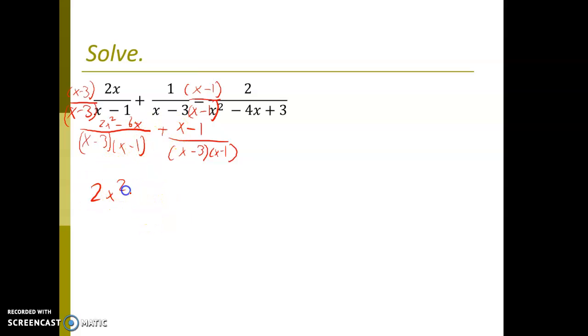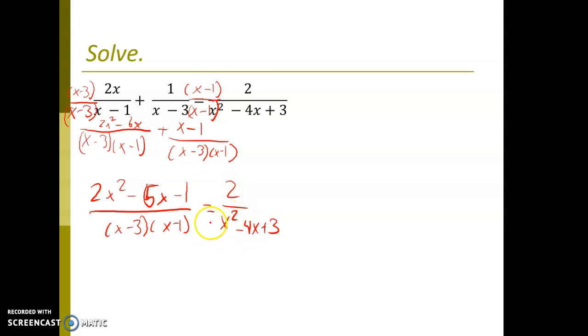We'd get ourselves 2x squared minus 6x. Actually, we get 5x, excuse me. 5x minus 1 all over x minus 3 times x minus 1 is equal to 2 over x squared minus 4x plus 3. Now you see here, we essentially just have one big cross-multiplying problem.